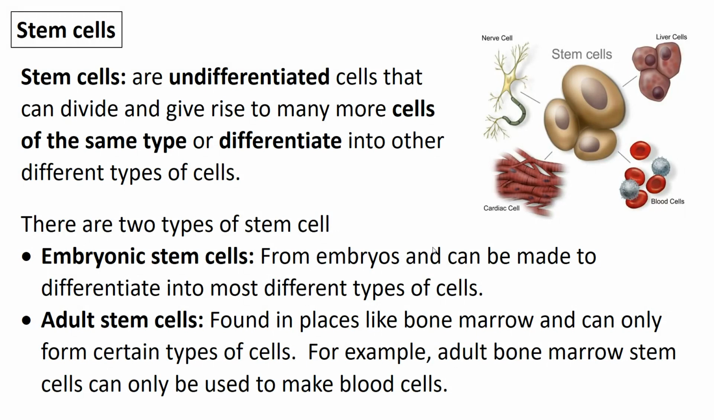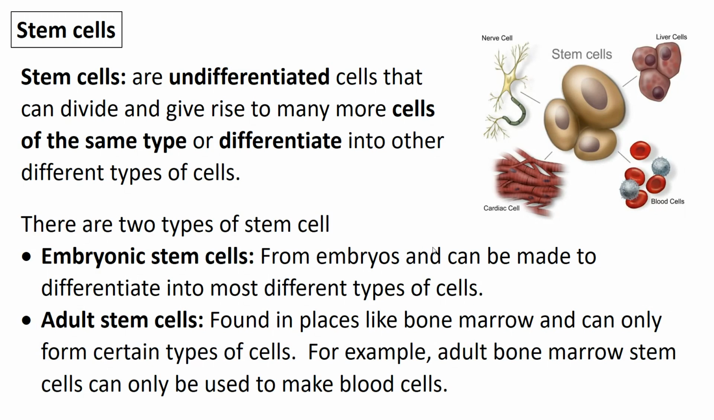And as that cell develops into an embryo, the embryo has many stem cells in it. And a stem cell is just an undifferentiated cell that can divide itself and give rise to many more cells of the same type, or to differentiate into other different types of cells. So that basically means stem cells can divide to give more stem cells, or it can divide to make specialized cells. So they are the basic building block and the starting point of where all of the cells come from.